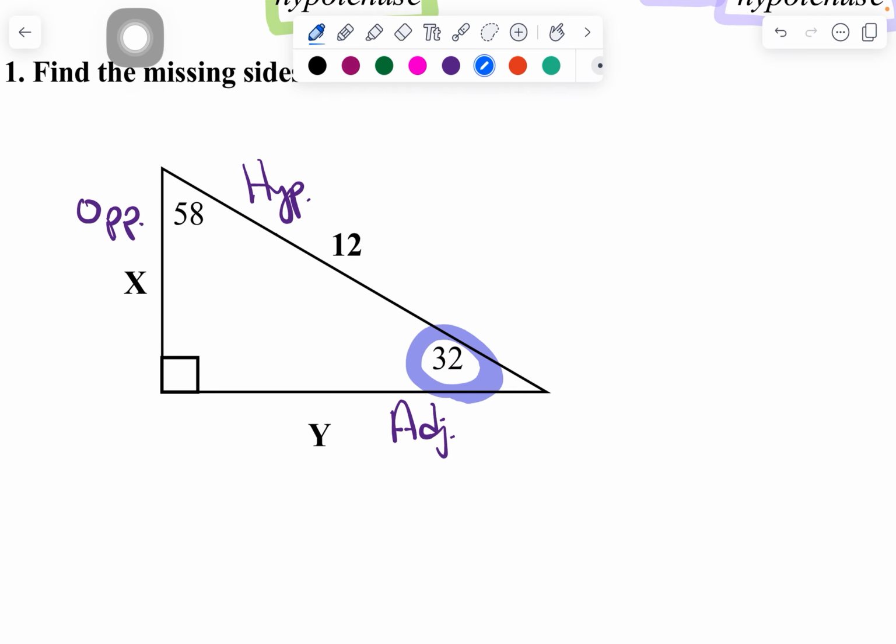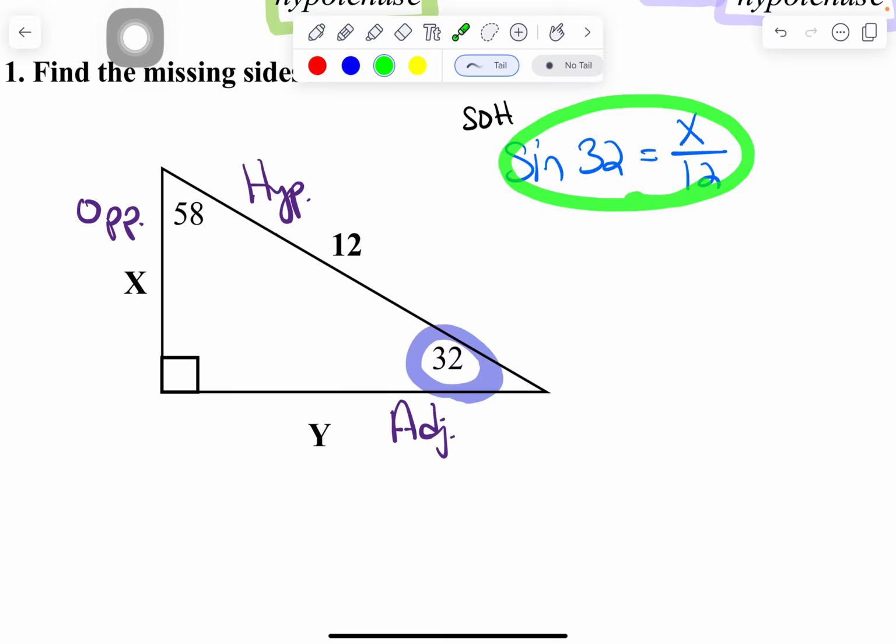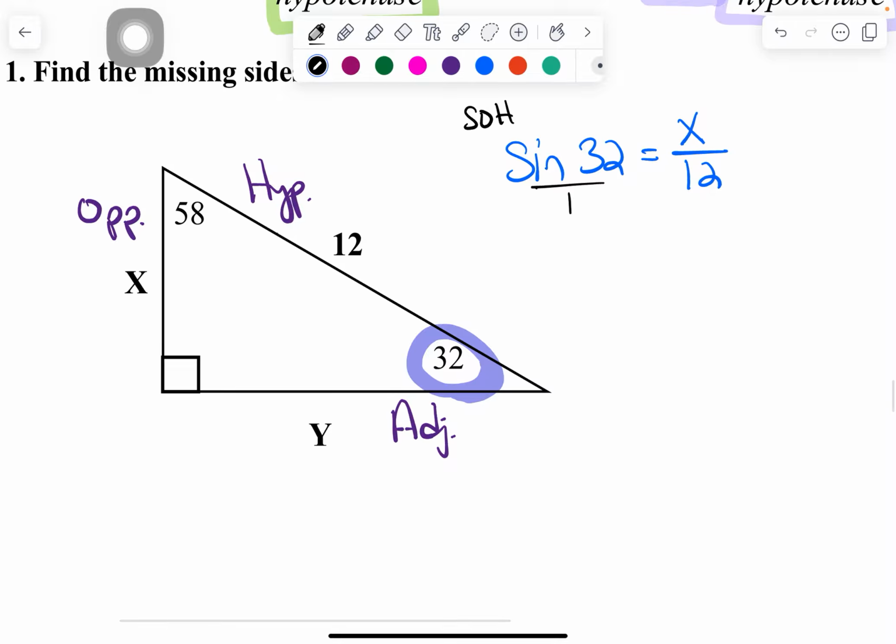So the little mnemonic device that uses O and H, that is sine, or SOH. So it's going to be the sine of 32 equals the opposite side, which is X, over the hypotenuse, which is 12. To solve this, I am going to remind myself that 12 is over 1, because now I can cross multiply. So I'm going to do 1 times X, which is just X. The other cross is going to be 12 times the sine of 32.